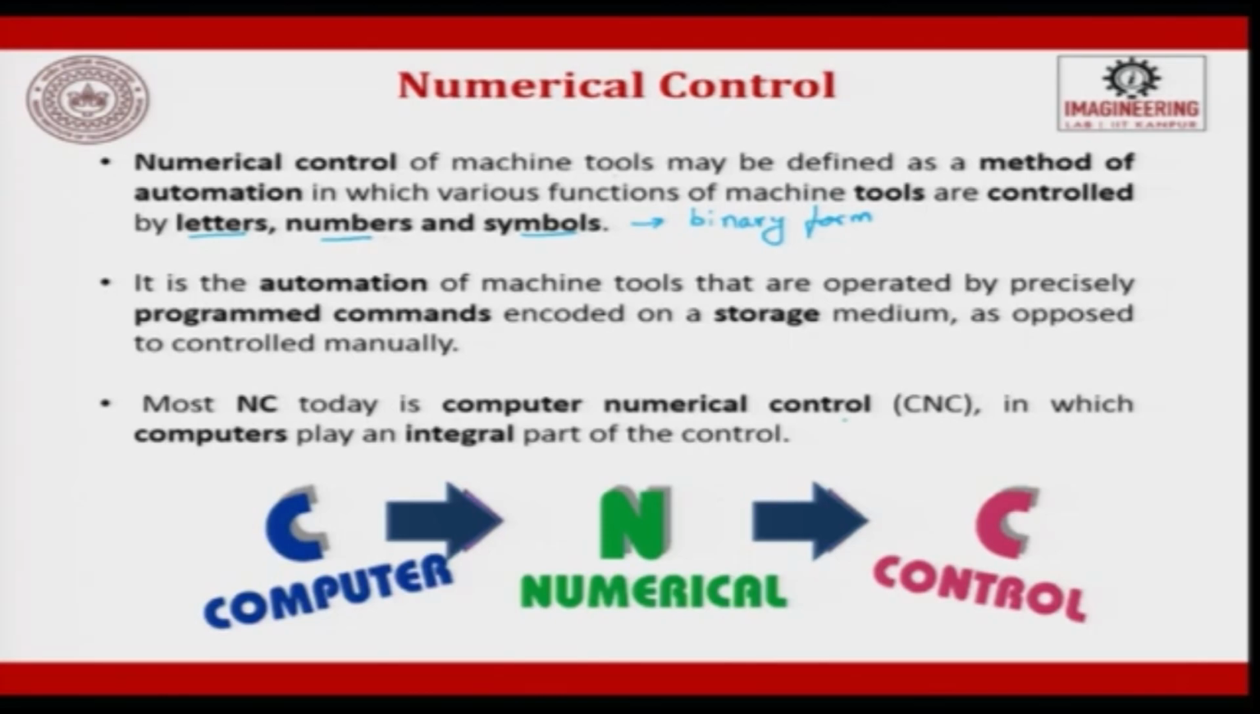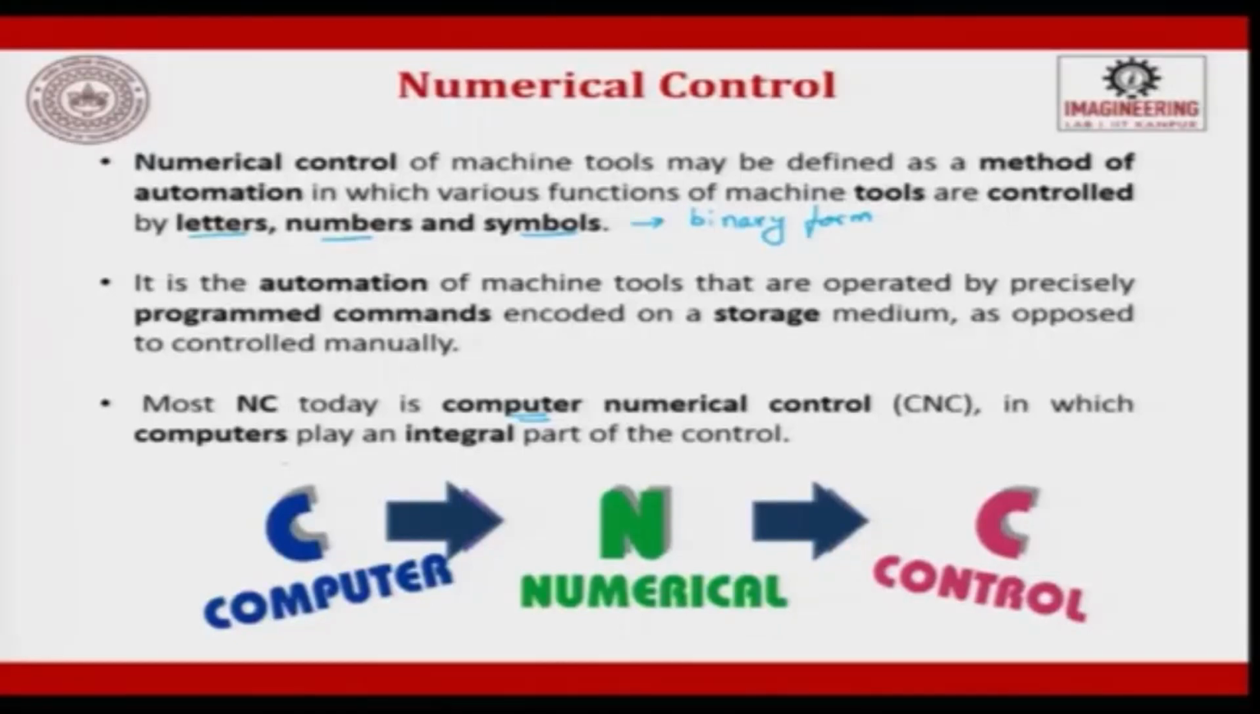Initially it was numerical control, wherein they used to have board cards, printed cards. These cards will be read and then it will try to execute. As and when the computer evolved and the programming skills also evolved, today we have directly integrated computer to numerically control the machine. Most NC today is CNC. So, today we do not call the terminology NC, we call it as CNC, in which computer plays an integral part of control.